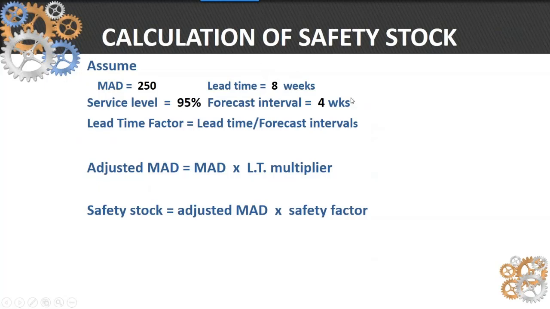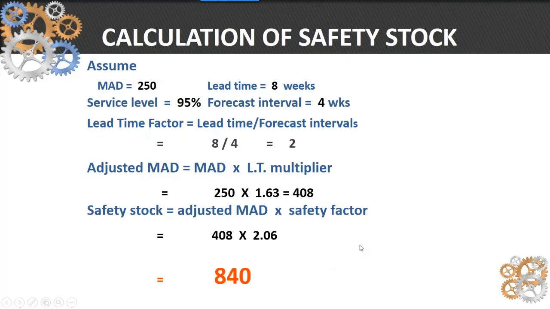So here's a simple example of a safety stock calculation. We've got a mean absolute deviation of 250 units. Our lead time is 8 weeks. We want a 95% service factor, and our forecast interval is 4 weeks. So if we divide the lead time by the forecast interval, you see we've got a 2 multiplier. We adjust the MAD, or the mean absolute deviation, by that multiplier. If we go back to the previous overhead, we can see 2 is equal to that 1.63. So we multiply the MAD times the 1.63, gets 408. 408 times the safety factor gives us a safety stock of 840.